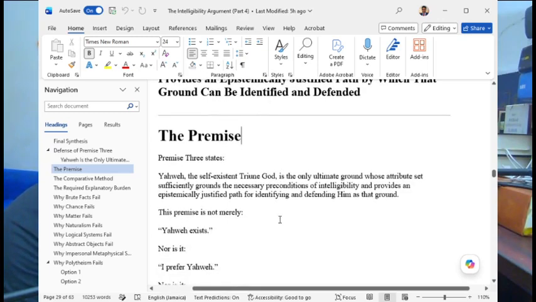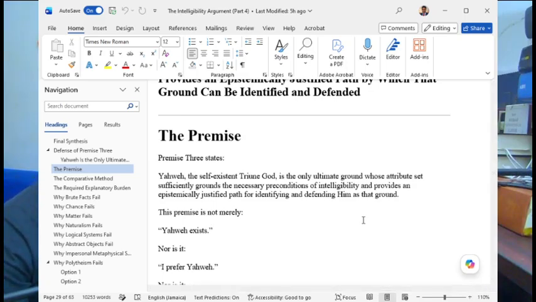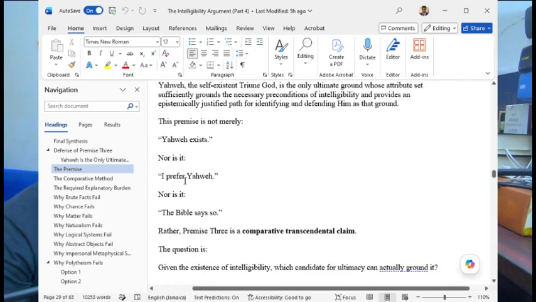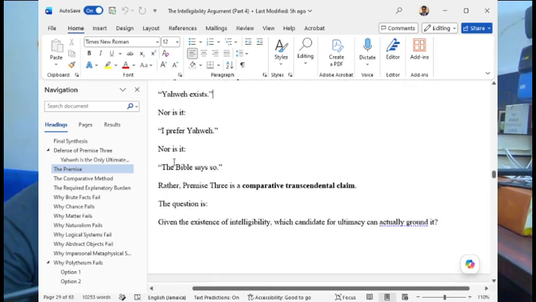Okay, so P3. P3 states Yahweh, the self-existent triune God, is the only ultimate ground whose attribute set sufficiently grounds the necessary preconditions of intelligibility and provide an epistemically justified path for identifying and defending him as that ground. So this premise is not merely Yahweh exists or I prefer Yahweh, nor the Bible says so. Rather, premise 3 is a comparative transcendental claim.